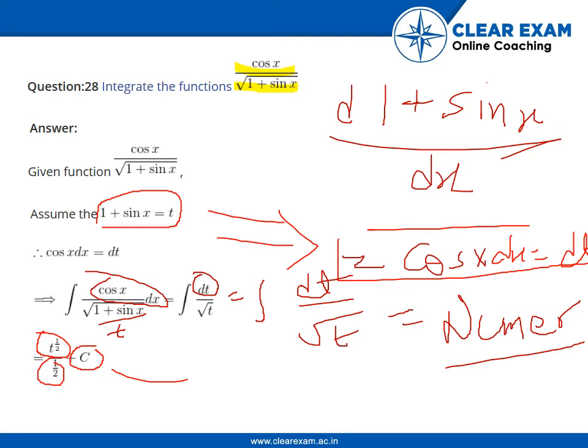But before signing off our final answer, we need to see whether our final answer is in the variables that we were given. We were given the variable x, but our final answer is in t. So we cannot put our answer in terms of t. We have to replace t by x. How to do it? We replace t by 1 plus sin x here. So this t can be replaced over here. Now moving to the next slide.